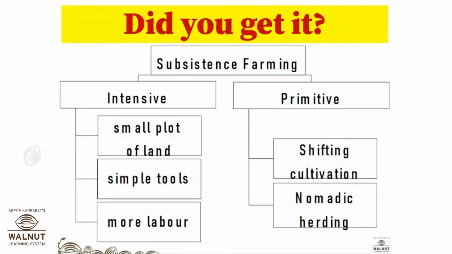And primitive subsistence farming has again been divided into two types: shifting cultivation, which we have already discussed, where they were going to change the piece of land because it lost the fertility of the soil. That's why they were constantly changing the piece of land for cultivation of the crops. And in nomadic farming, we have seen that nomadic means the people were continuously wandering in the forest area, and herding means they were keeping the animals, which were very useful for the cultivation of the crops. They were taking care of them.